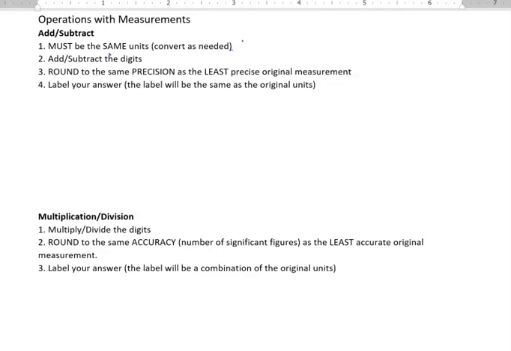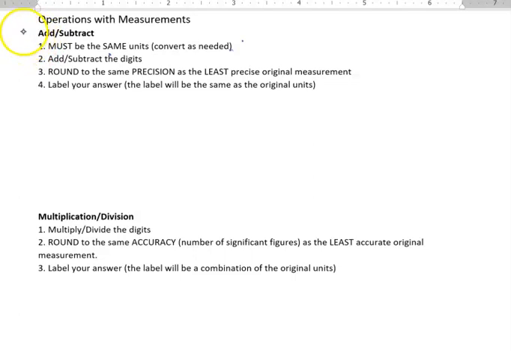All right, so here's our next video. In order to have this one make sense, you would have needed to watch the accuracy video and the precision video. What we're going to look at in this one is the rules for when we add and subtract measurements and the rules for when we multiply and divide measurements.